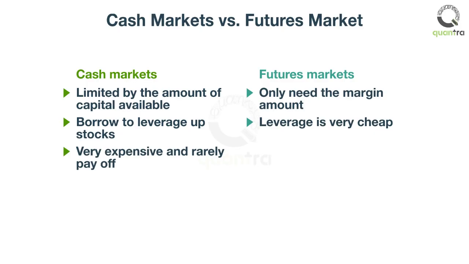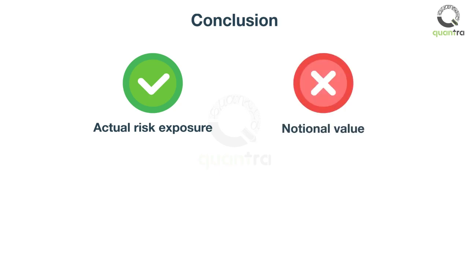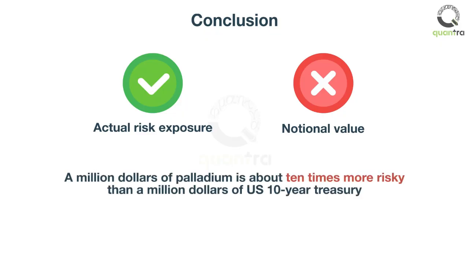But what you really should take away from this calculation example is that your notional dollar exposure does not matter. It is not a very relevant measurement. What should concern you is your actual risk exposure, not the notional value. As we have seen in this simple example, $1 million of palladium is about 10 times more risky than $1 million of US 10-year treasury. The only thing that should concern you is the risk you have on, not how many dollars of face value exposure this equates to. This is the concept we will use for position allocation in this course.